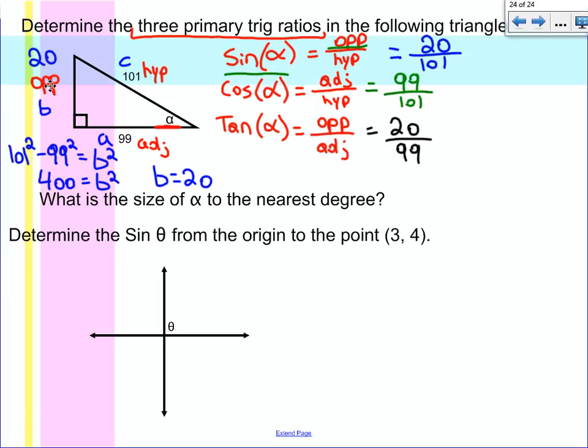Now you notice that there's a second part of the problem that says, what is the size of theta to the nearest degree? You can use any of the primary trigonometric ratios you want. I'm going to use sine to solve it. And remember, anytime we're finding an angle, we want to do second sine. So it's sine with a little negative 1, and the fraction goes inside the brackets. If you did this with any of the other ratios, cos or tangent, it would actually work as well. That means that theta is, to the nearest degree, 11 degrees.